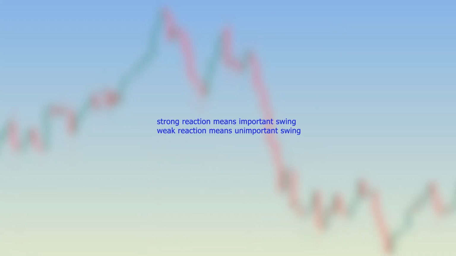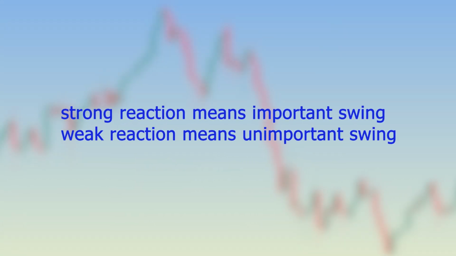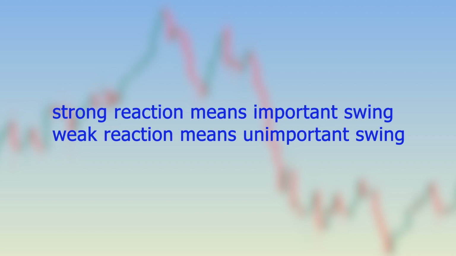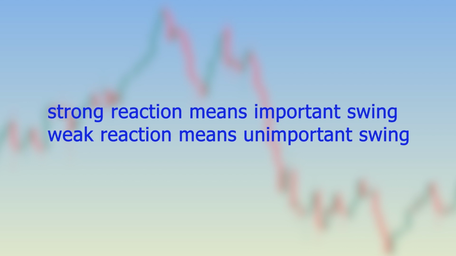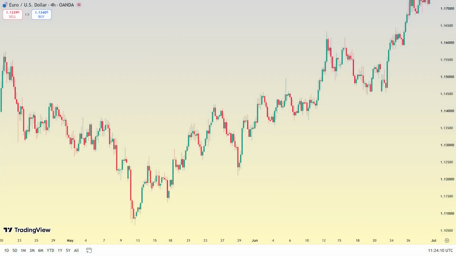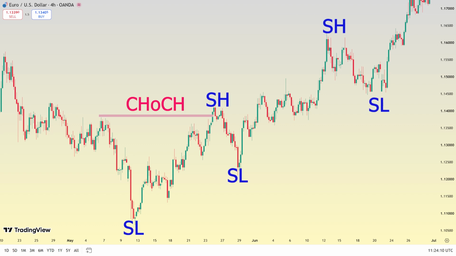Here's the simple rule. Strong reaction means important swing. Weak reaction means unimportant swing. Another key idea. Structure is not about prediction. It's about reaction. Every trend starts with price reacting to key swings. And once you understand which swings matter, everything becomes clearer.